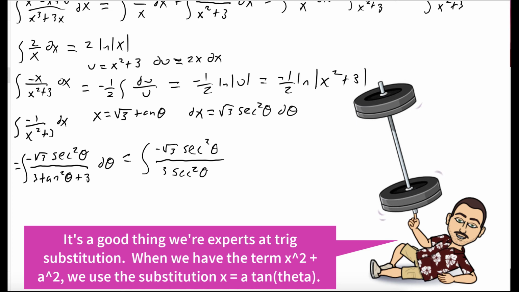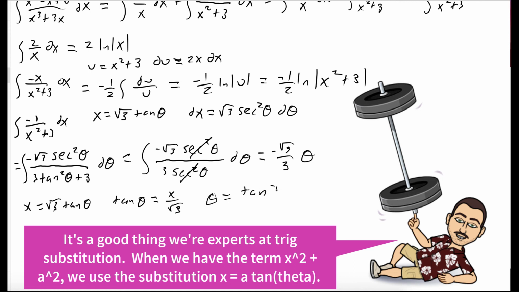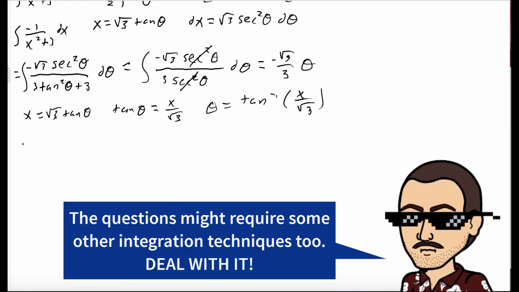So now we'll see that we have a secant squared theta in both the numerator and the denominator, so we could cancel those out. And we're taking the integral of a constant, which is just going to be that constant times theta. Now, in order to write theta in terms of x, let's take our initial substitution. And we could rewrite that to say tan theta is equal to x over root 3. Taking the inverse tangent of both sides, we see that theta is equal to tan inverse of x over root 3. So now we've evaluated all three of the integrals, and we could put it all together.